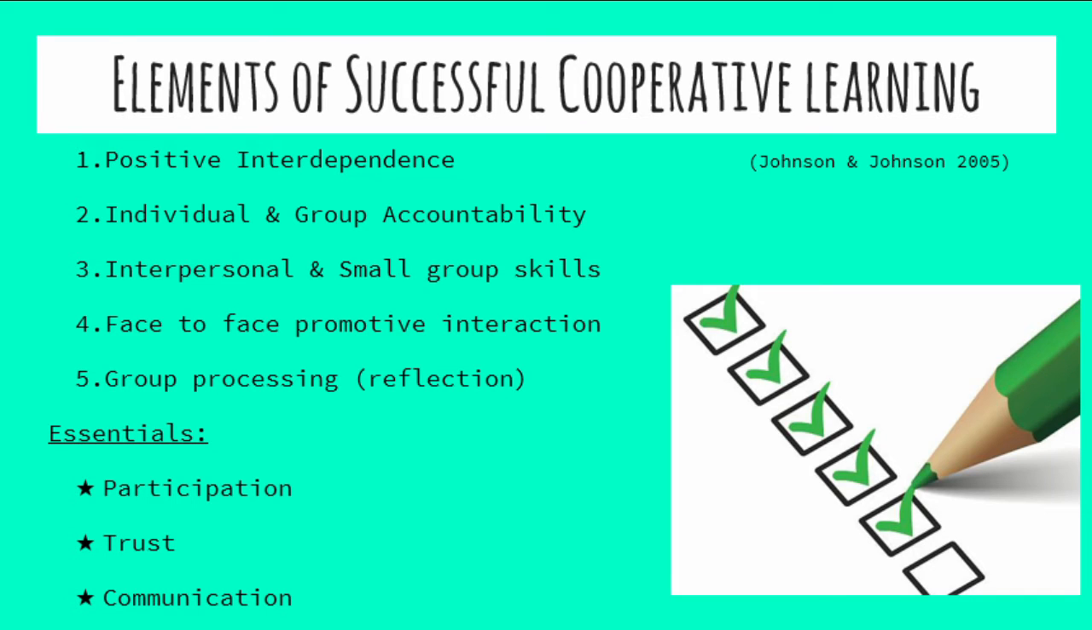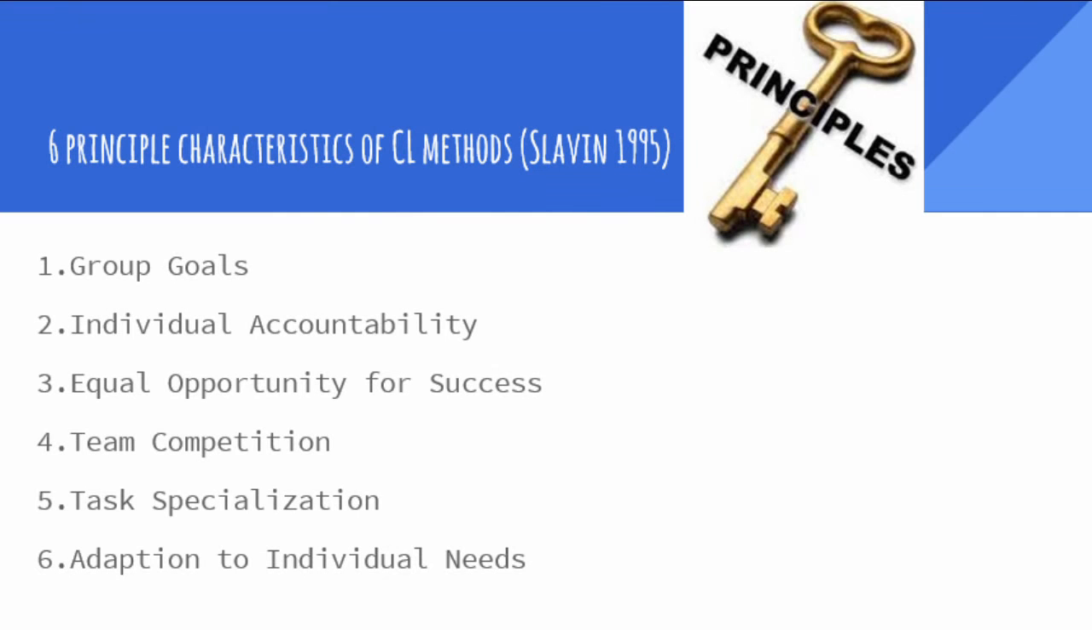And then some essentials for successful cooperation: participation. Everyone needs to do their work. Trust. You trust that they're giving you the right information. And communication, you need to tell them what you know and if you need help.